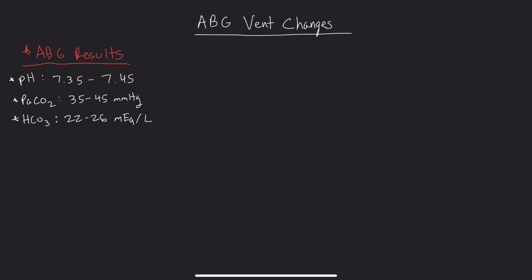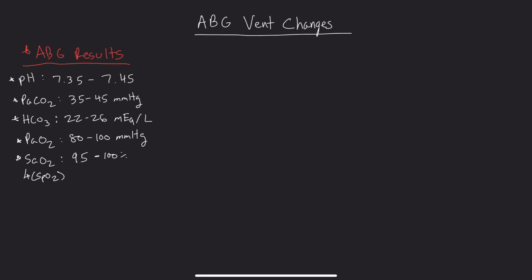milliequivalents per liter. And you are going to get a partial pressure of oxygen, which is going to be 80 to 100 millimeters of mercury. And lastly, you are going to get an oxygen saturation, which is going to be 95 to 100%. You can think of SaO2 as SpO2, just the difference is SpO2 measures it peripherally and SaO2 is measuring it from arterial blood. Okay, so those are the ABG results you're going to get.